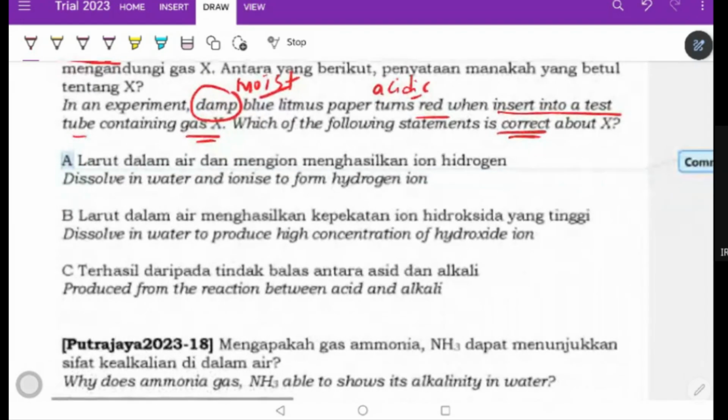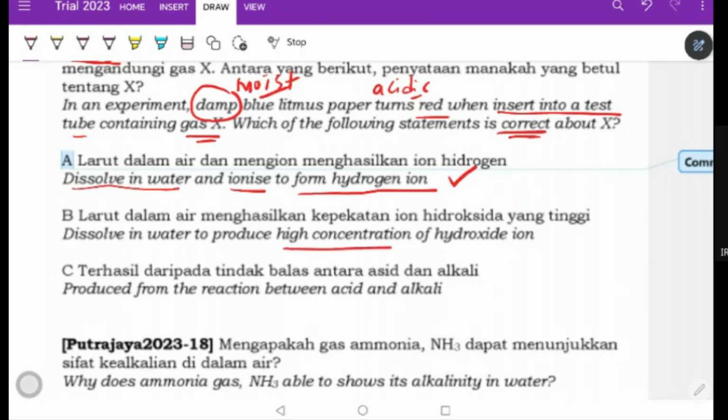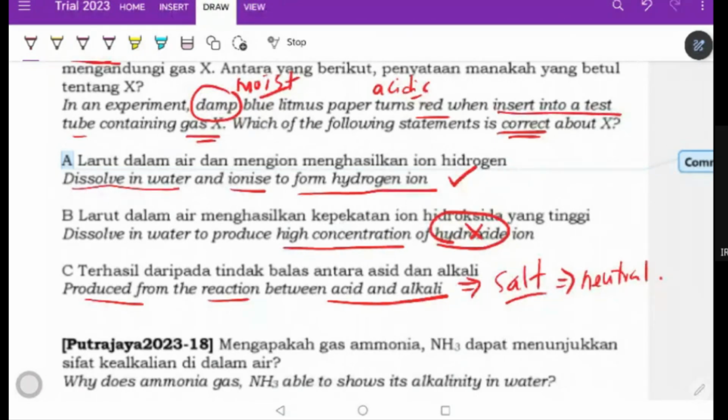So which one is showing the acidic? Dissolve in water and ionize to form hydrogen ions. Yeah, this one is correct. High concentration of hydroxide ions, so that is wrong. Produced from the reaction between acid and alkali, so this one is the salt. Salt is neutral, so it won't change litmus from blue to red or red to blue. So the answer is A.